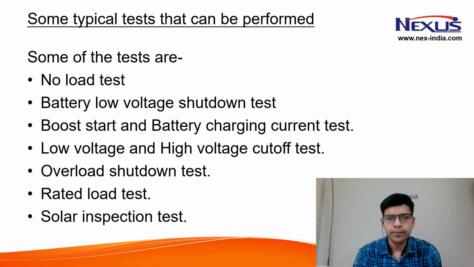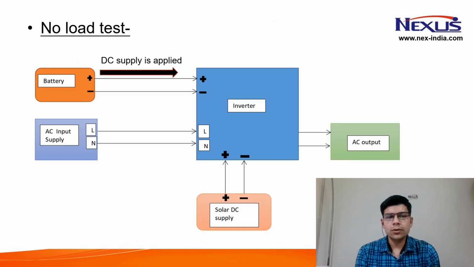So let's begin. In a no load test, a DC supply is applied to an inverter, and after applying the DC supply, we just have to switch on the inverter, and after that we have to measure the output voltage of the inverter, the output frequency of the inverter, as well as the current drawn by the inverter from the battery at no load.